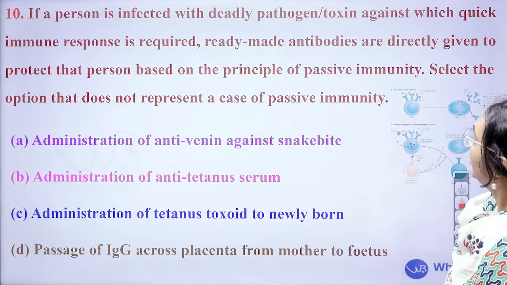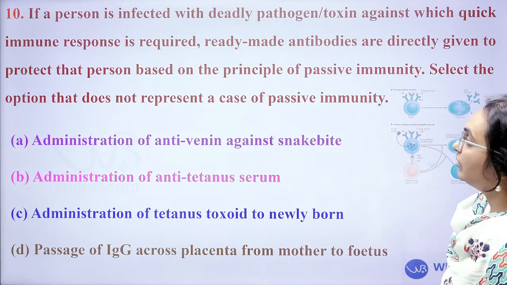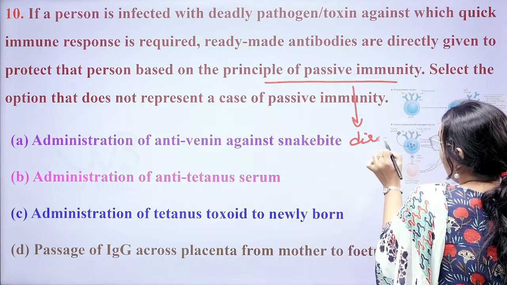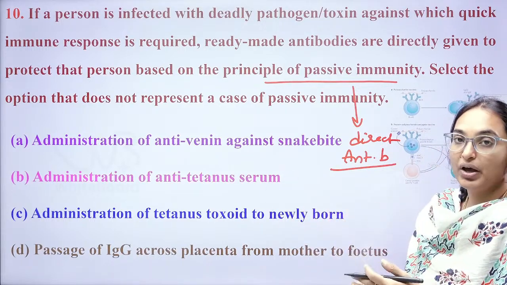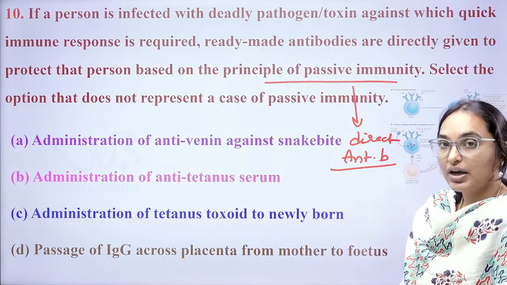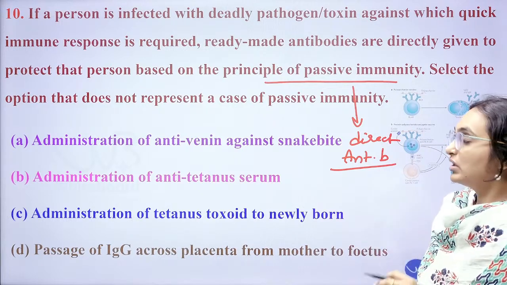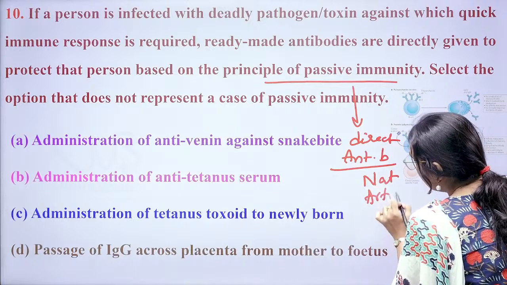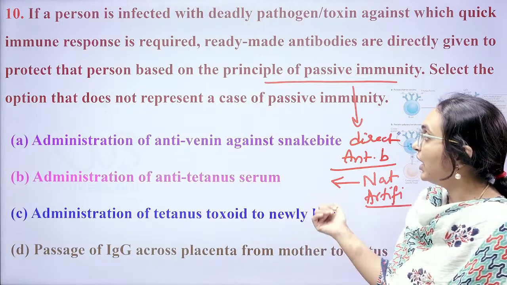If a person is infected with a deadly pathogen or toxin against which a quick immune response is required, ready-made antibodies are directly given to protect that person, based on the principle of passive immunity. Passive immunity means giving antibodies directly to the person, rather than making the person generate the antibodies within themselves. It lasts only a few weeks to a few months. It is not permanent. Passive immunity is of two types: natural and artificial. Transfer of antibodies from mother to fetus is an example of natural passive immunity.